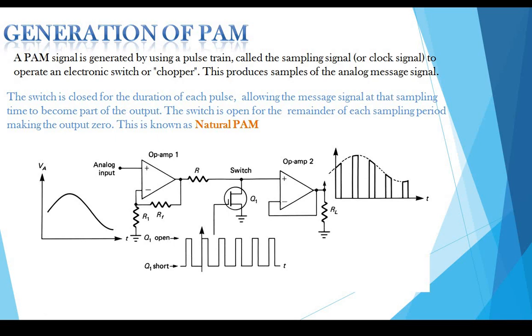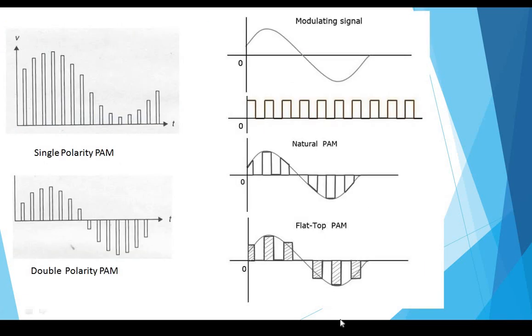Now see the generation of pulse amplitude modulation. This is the block diagram for natural PAM. We have two techniques to generate PAM. One is natural PAM and the second one is flat top PAM. Natural PAM, I hope you are clear. For getting the idea, first I have shown the figure over here.